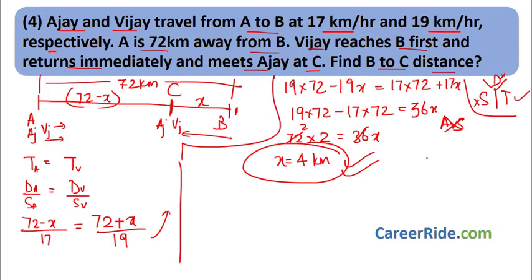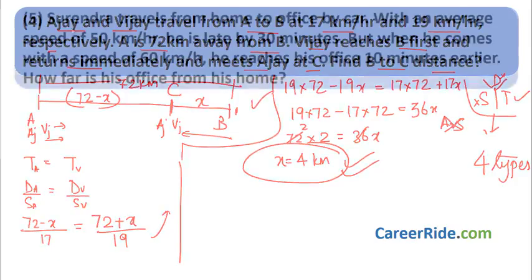See how easy it was? Using the DST and R4 types and the line diagram, we got the answer. Going to question number 5.